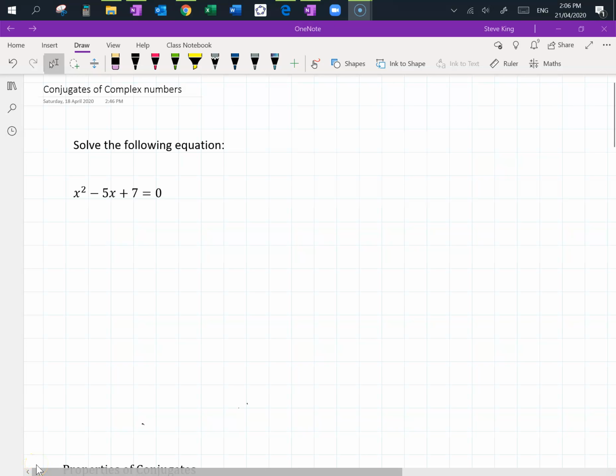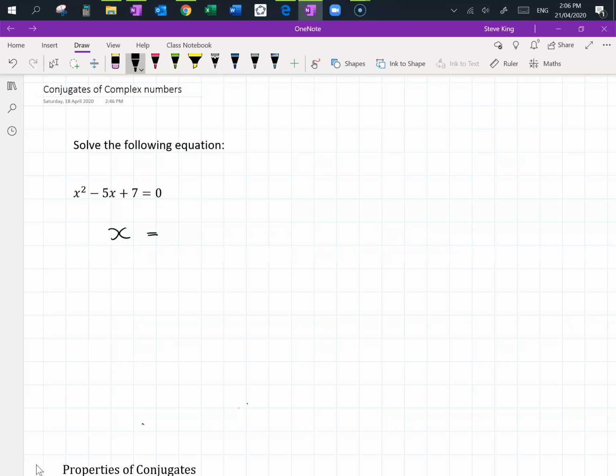Now, if I consider a simple quadratic equation like this one, we can try and solve it by factorizing it, but we can't factorize 7 because 7's only got two factors, itself and 1. And that won't make the number -5. So I'm going to have to use the general quadratic equation. If I do that, I'm going to come up with this solution here.